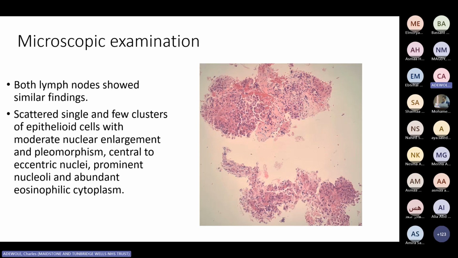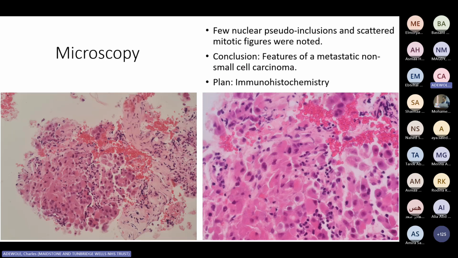So I was describing these cells in this picture. I've said they're mostly single scattered cells and occasional clusters of epithelioid cells. There was moderate nuclear enlargement and some pleomorphism. The nuclei were predominantly central, but a few cells showed eccentric positioning with prominent nucleoli and abundant eosinophilic cytoplasm. On higher power, we can appreciate these cells a bit better, and we found a few of the cells had pseudo-inclusions and there were occasional scattered mitotic figures.